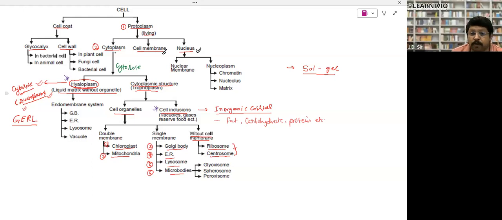Endomembrane system means that is the folding of membrane. Golgi body, endoplasmic reticulum, lysosome, and vacuole, right? Then come to the cell organelle. Then further it will be cell organelle and cell inclusion, right? What is the cell organelle? Cell organelle, chloroplast, mitochondria, oh, no, that is wrong.